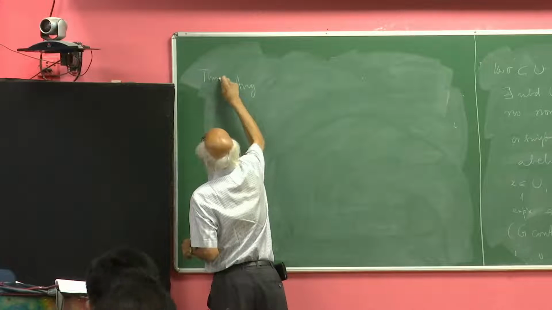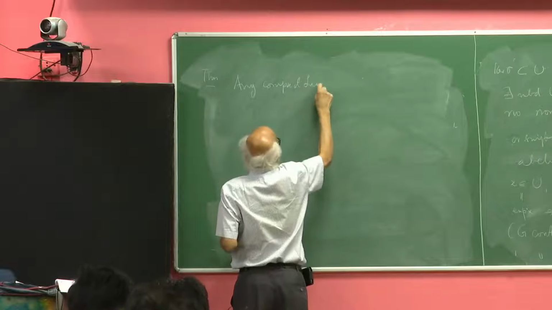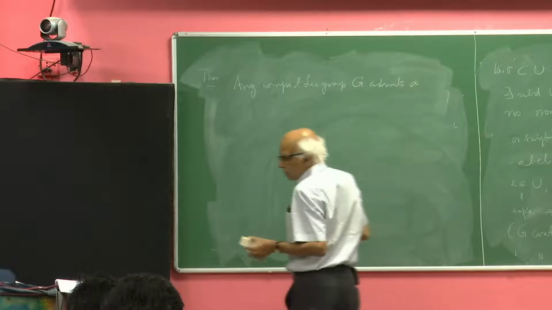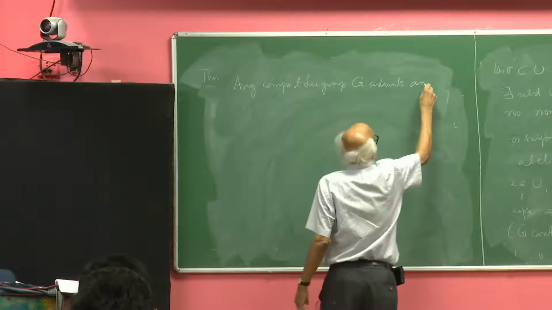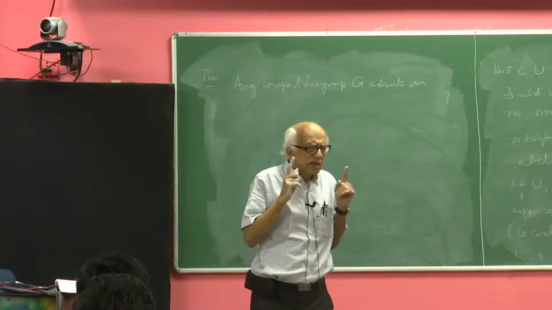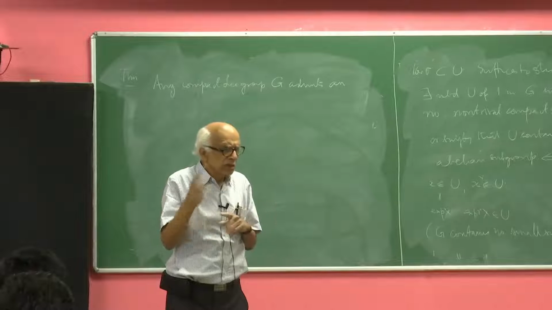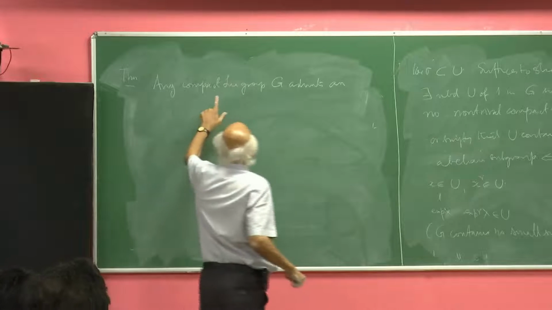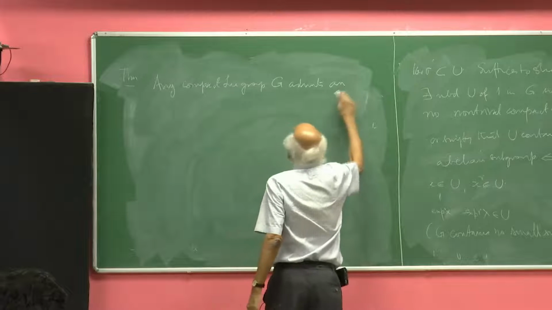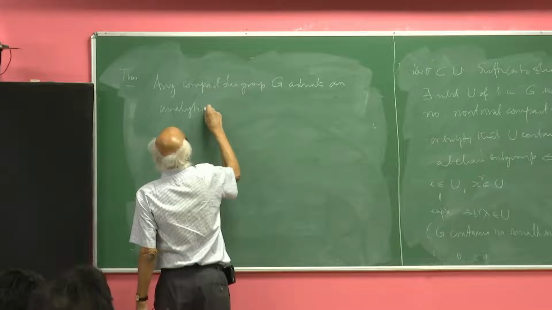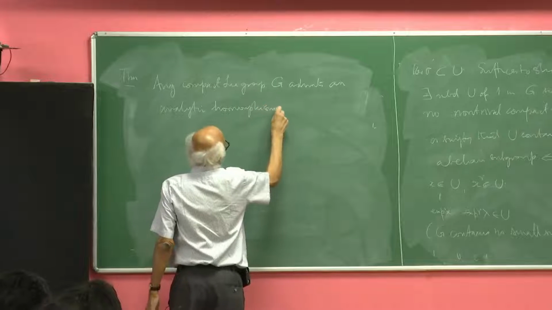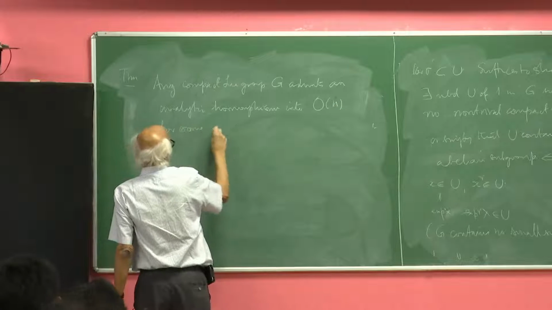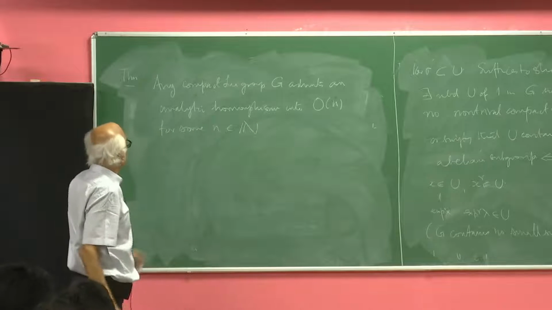Any compact Lie group G admits an analytic injective homomorphism into the orthogonal group O(n) for some integer n. Every continuous homomorphism of a Lie group into another Lie group is necessarily analytic. Did I say this or not? It's a consequence of Raghunathan's theorem. Maybe I'll say it.